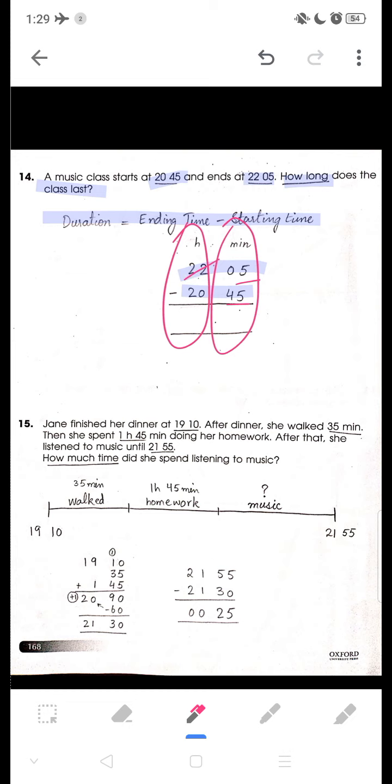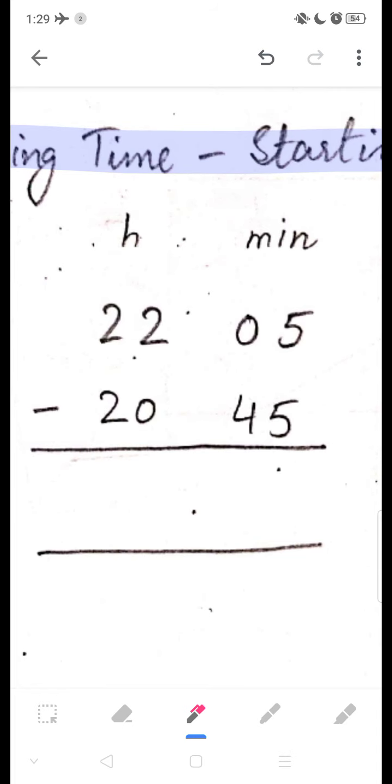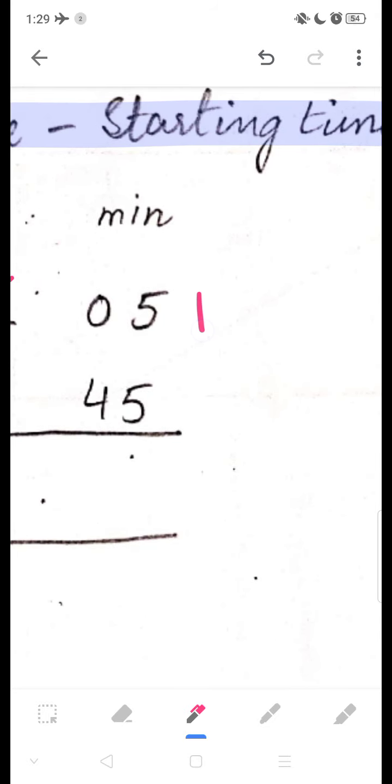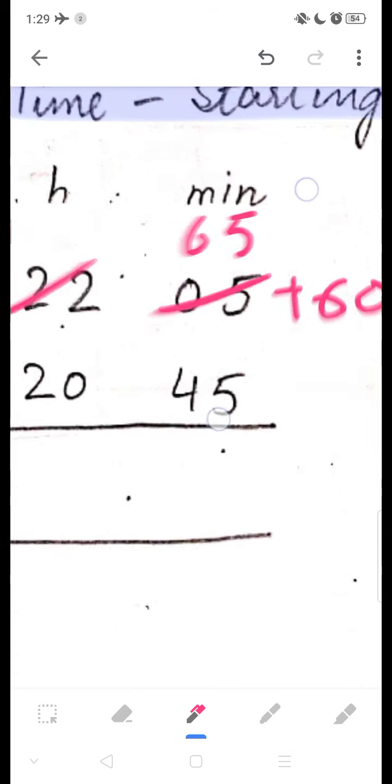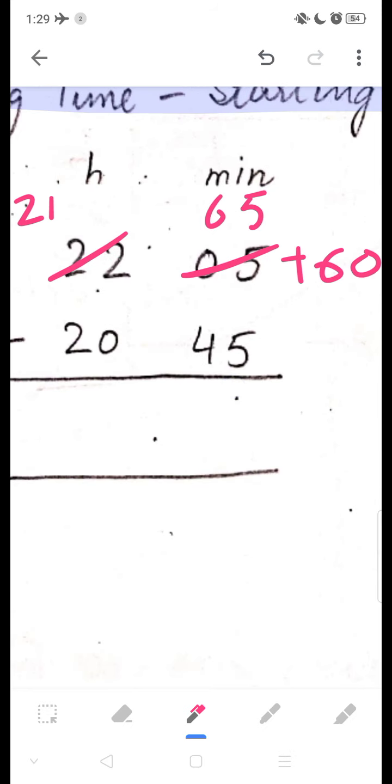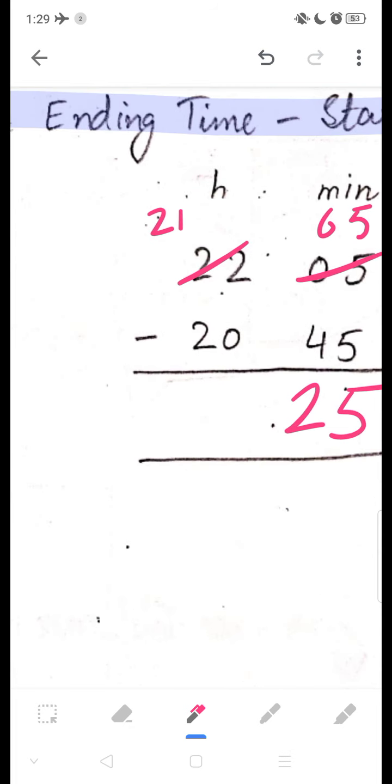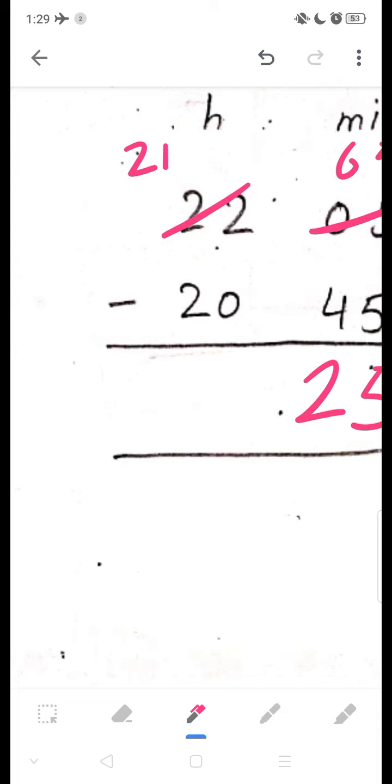Now you can see 5 is smaller than 45, so we have to go to hours and take 1 hour from it. It will become 21, and 1 hour means 60 minutes. 60 will come here. Now 60 plus 5 is 65. You will cut this 5 and write 65 here. Now you will consider 65 and do the normal subtraction. 65 minus 45 is 20. Now hours are done. 21 minus 20 is 1.